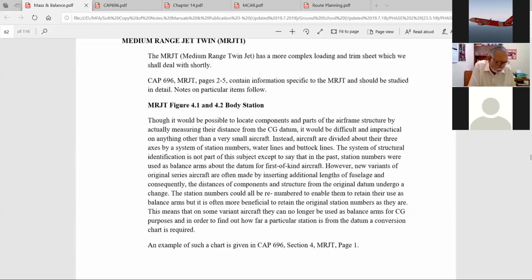So now looking at page 61 in your notes, and along with that, we will be referring to our CAP 696, figure 4.1 and 4.2. So yeah, this is the portion from our pen drives. I'll just go through that.